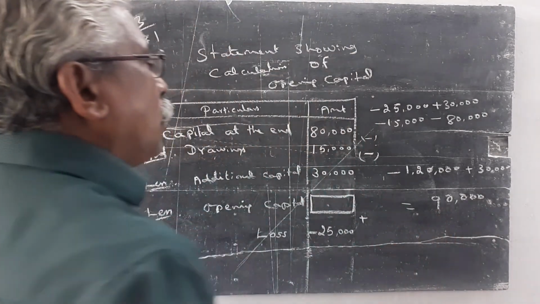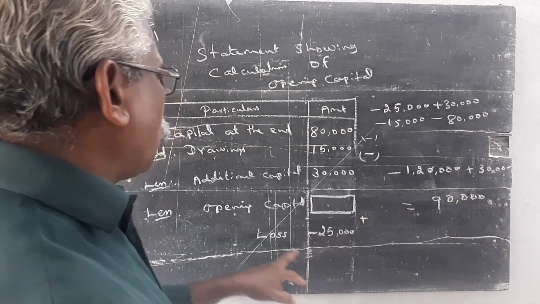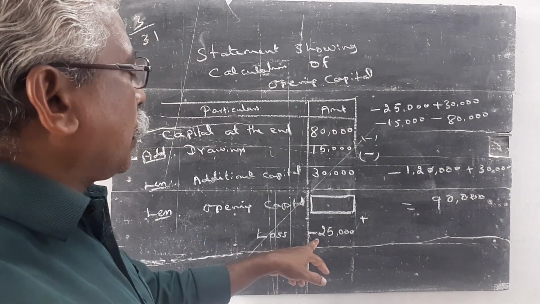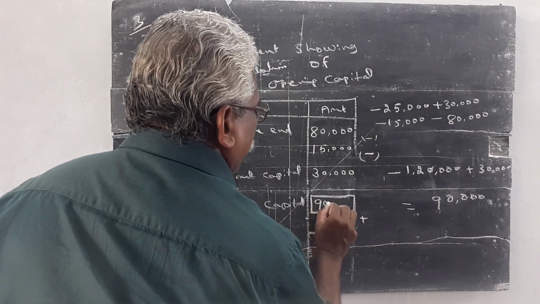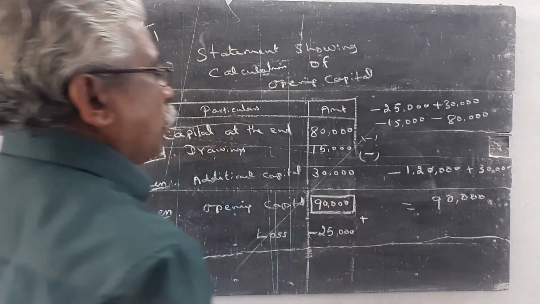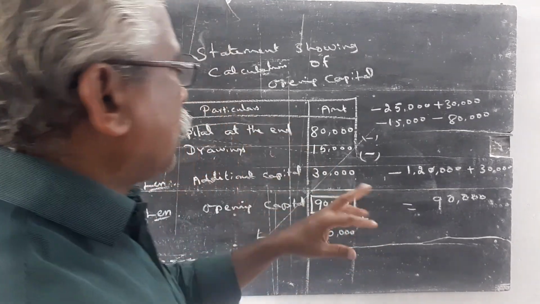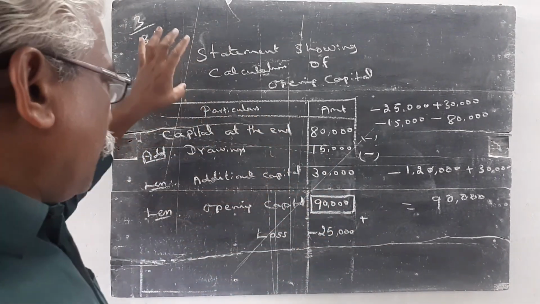Here we are not worried about whether it is a plus or minus. Only loss alone we have to quote as minus. Here you simply write 90,000. We are not worried about the plus sign or minus sign. That is not at all a problem. We have to solve in this way.